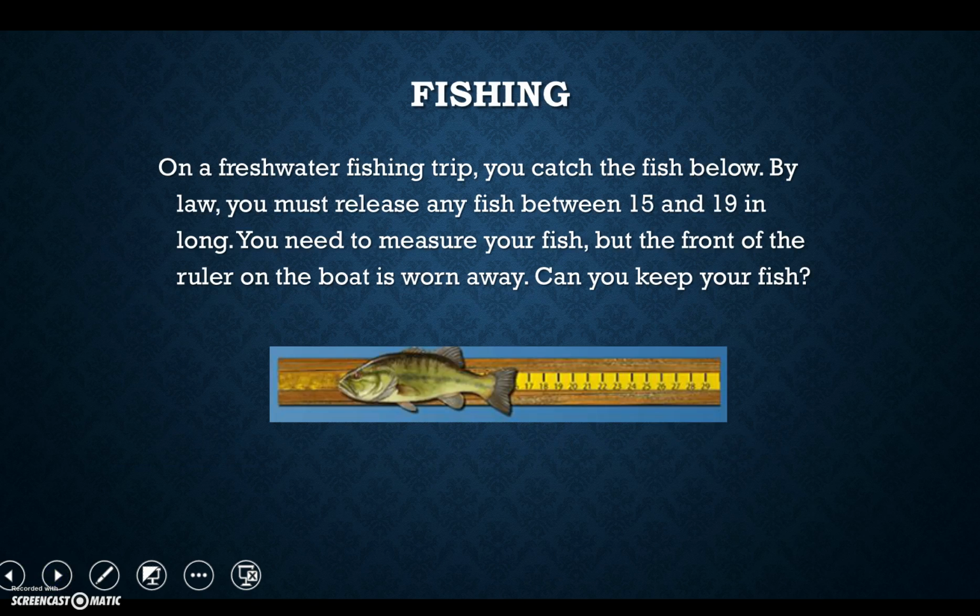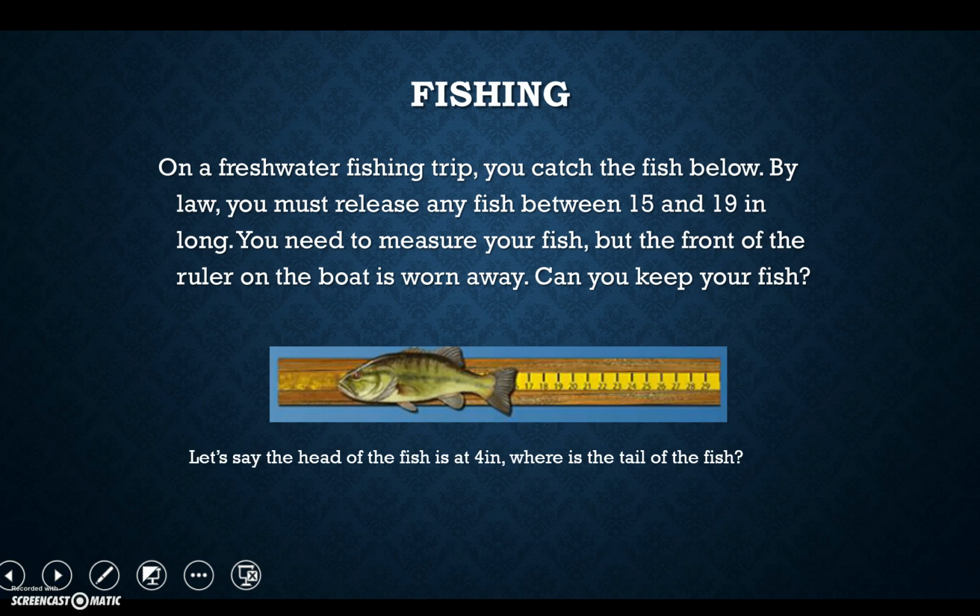So let's think about you're on a freshwater fishing trip and you catch the fish that's below. By law, you must release any fish between 15 and 19 inches long. You need to measure your fish, but the front of the ruler on the boat is worn away. Can we keep this fish? Well, if we think about this, by placing this fish on the ruler, we don't have to place it at number 1. We can place it later on, because this is kind of like a line segment. We can shift it down on the number line and still determine what it is.